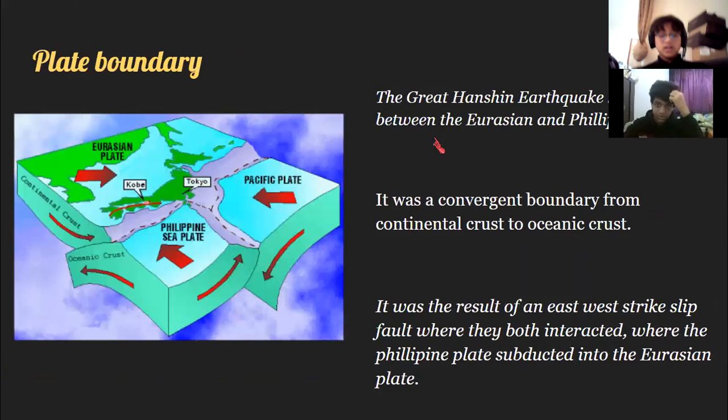Now, what do you think are the plates that caused the Great Hanshin earthquake? The Great Hanshin earthquake happened between the Eurasian and Philippine plates, as you can see there. It was a convergent boundary from continental crust to oceanic crust, because it went down. The Philippine Sea plate subducts under the Eurasian plate.